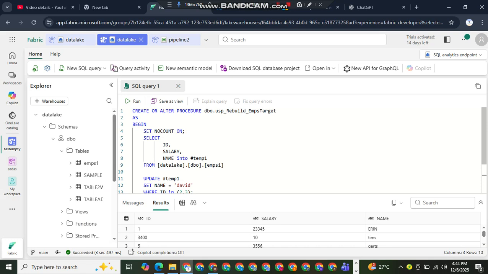This video is on how to handle DDL plus DML stored procedures in Fabric SQL endpoint. Managing stored procedures that contain DDL and DML operations in a Microsoft Fabric Lakehouse SQL endpoint requires a different approach than in a traditional SQL Server environment.